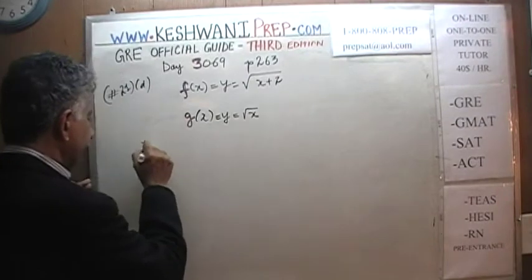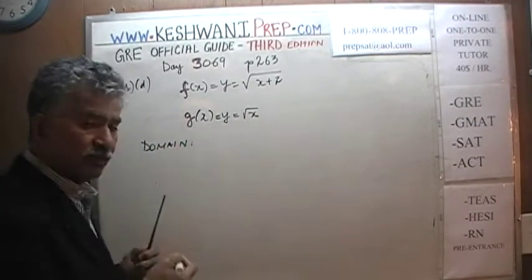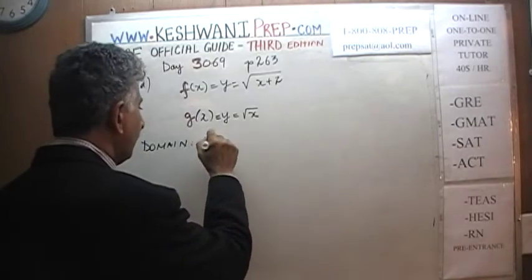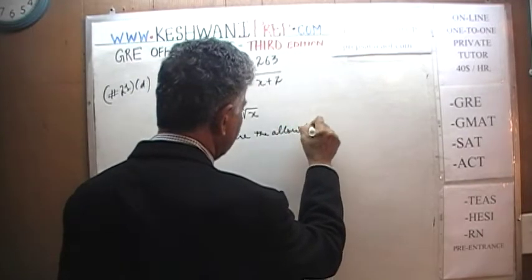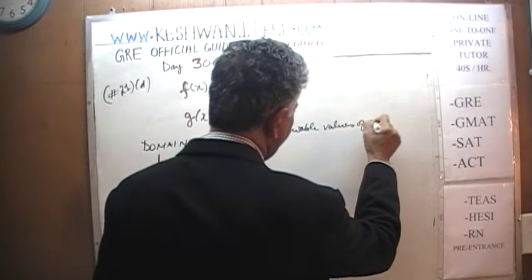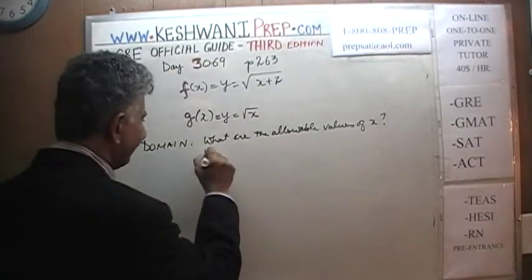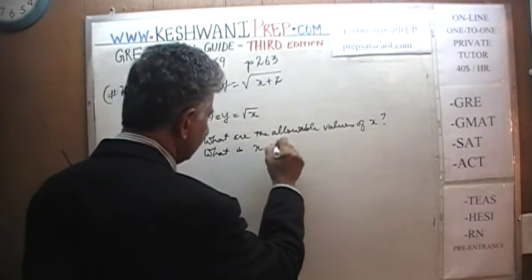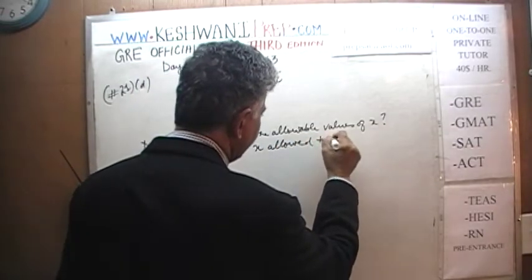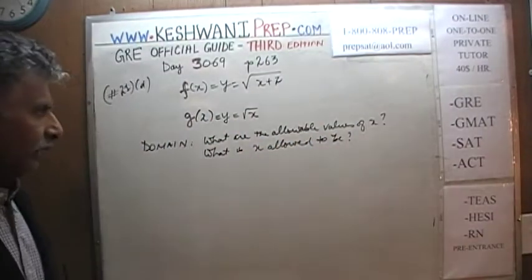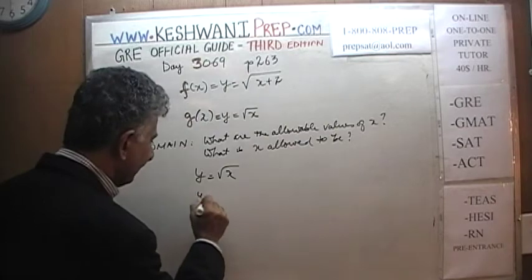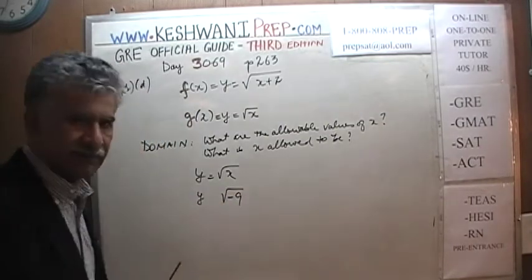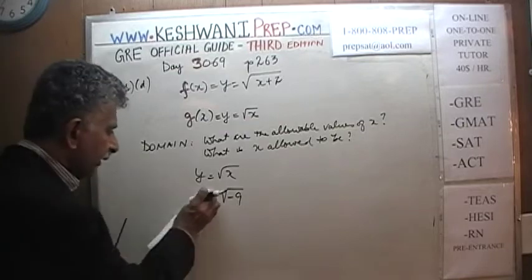When you talk about a root of a number, the domain of this function, what does domain mean? We talked about it before. Domain simply means what are the allowable values of x. What is x allowed to be? Well, here, since y is equal to root of x, we cannot take a square root of a negative number. It's not possible. We cannot take a square root of a negative number, because what does square root mean?